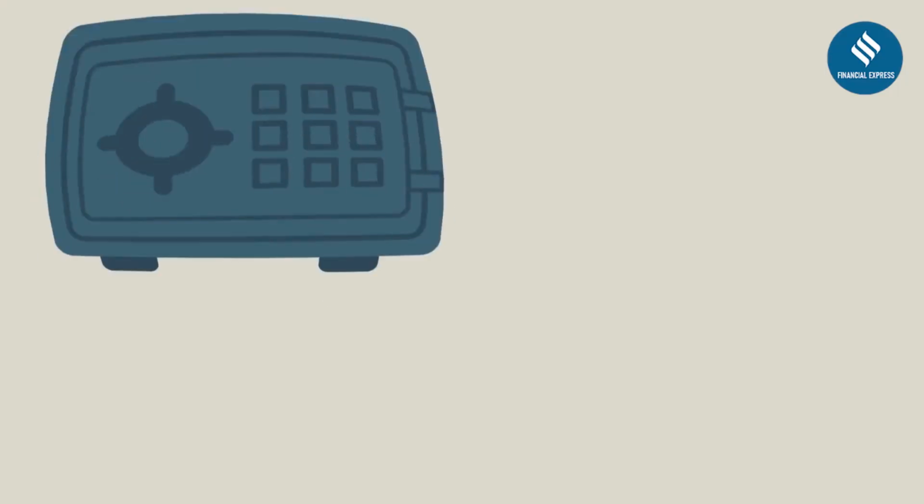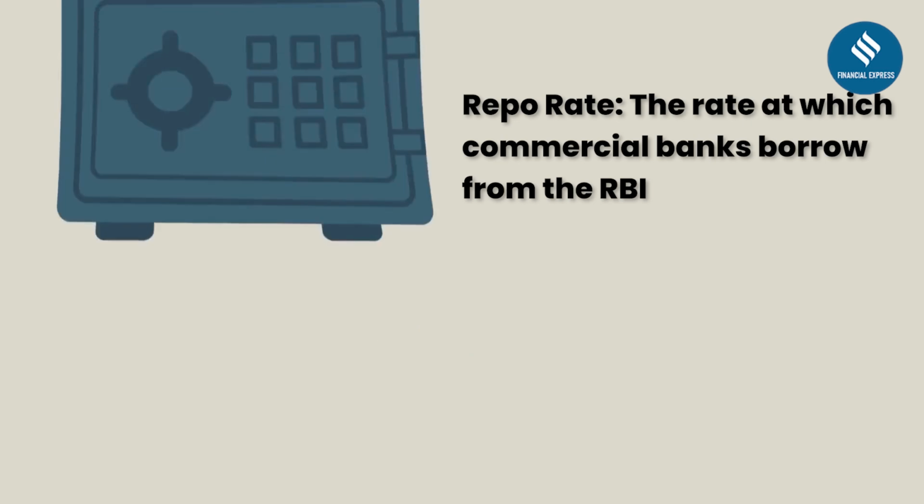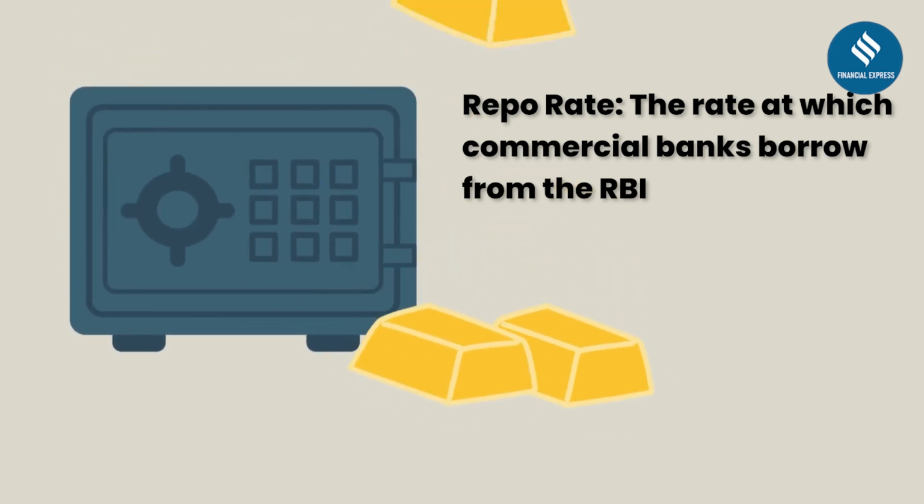To understand how the policy is implemented, let's first look at a few terms. One is the repo rate, or the interest rate at which commercial banks borrow money in the short term from the RBI against government securities as collateral. An increase in the repo rate makes borrowing more expensive for the banks, and this means loan interest rates are also higher for you, the consumer, and for businesses as well. This reduces the money supply and curbs inflation.